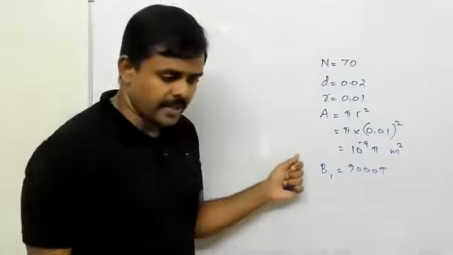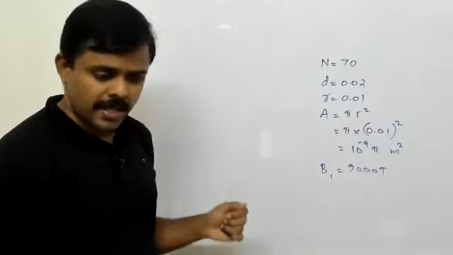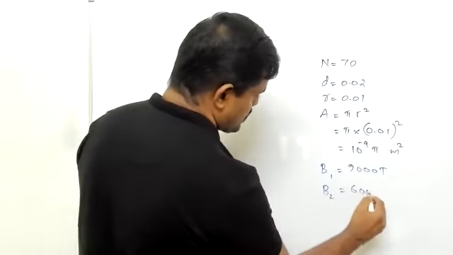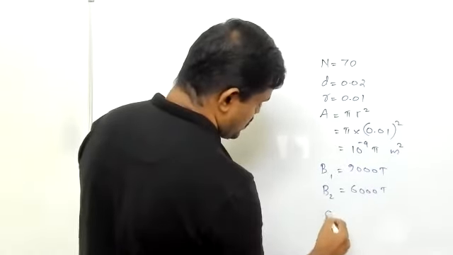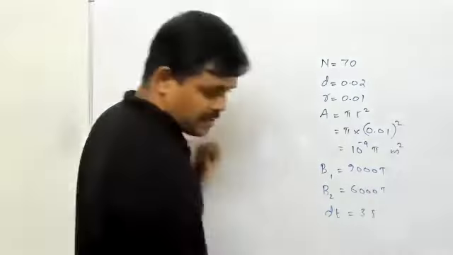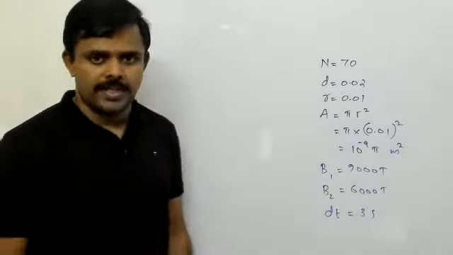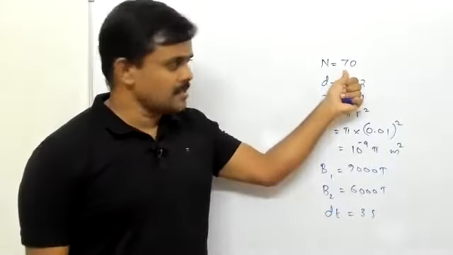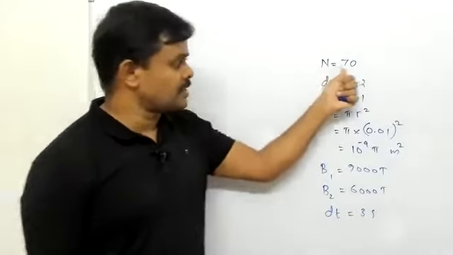And what's happening to this magnetic field? This magnetic field is changed to 6000 Tesla. Now this is being changed to 6000 Tesla in how many seconds? dt is given, 3 seconds. You've been asked to find what? The induced EMF. So you've been given everything. Number of turns is given to be 70 turns. There are 70 turns on the coil.